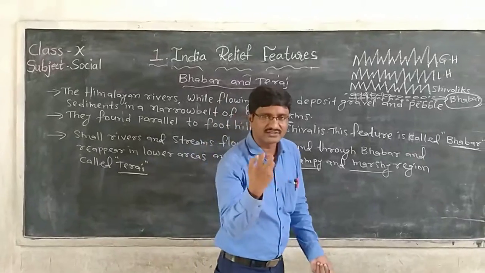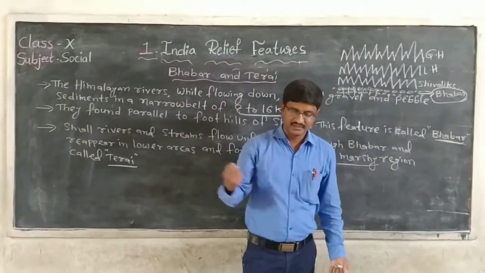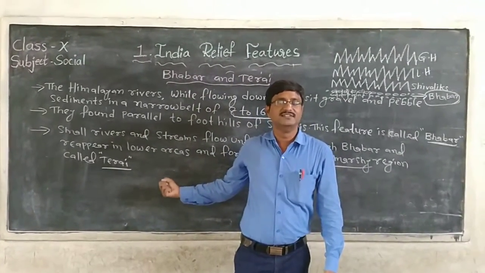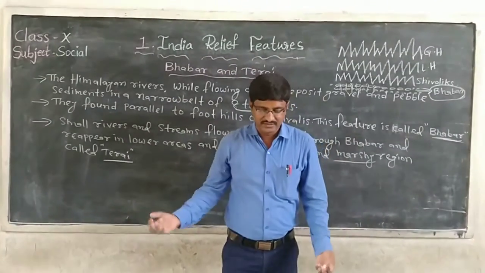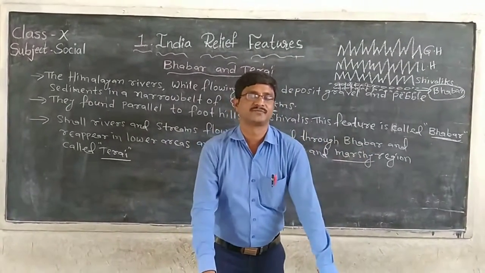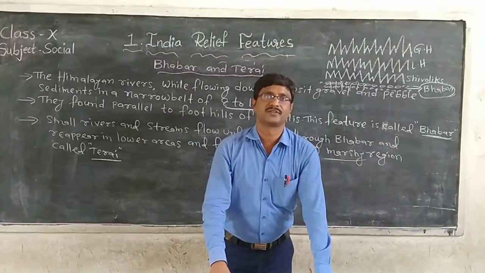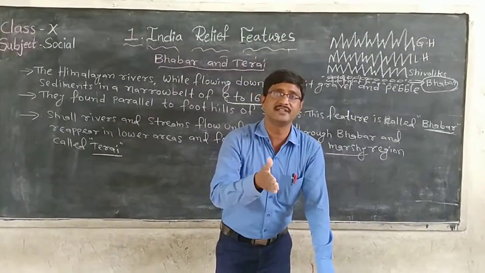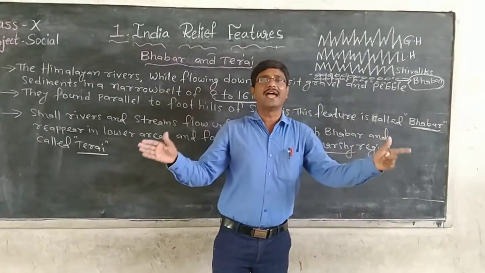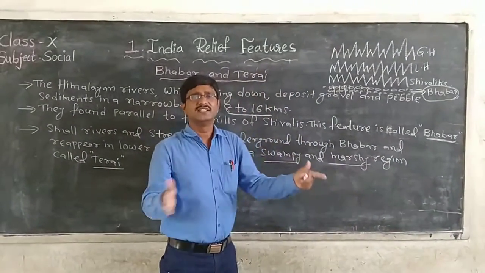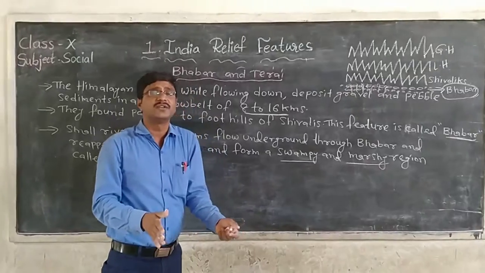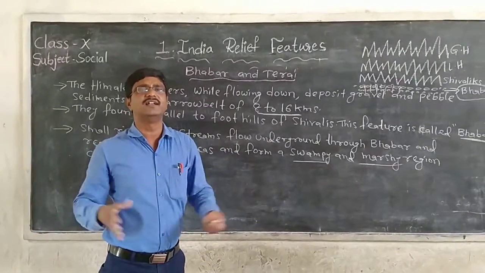Because of that swampy and marshy region, before independence, this Terai region had a thick forest and wild animal life. Wild animal life means in this Terai region we can find different kinds of wild animals.